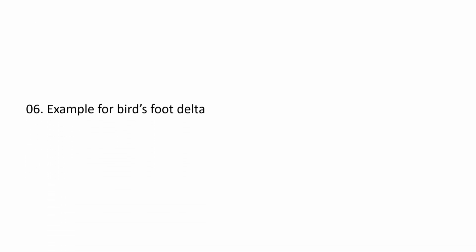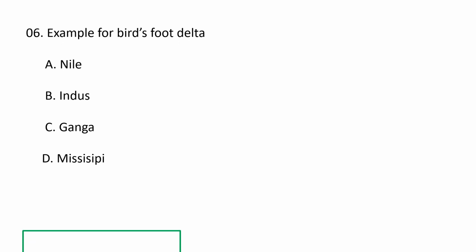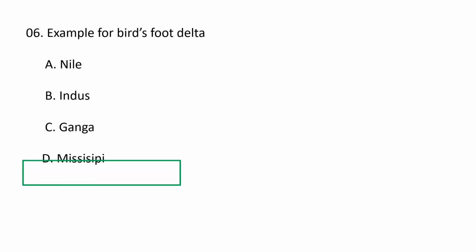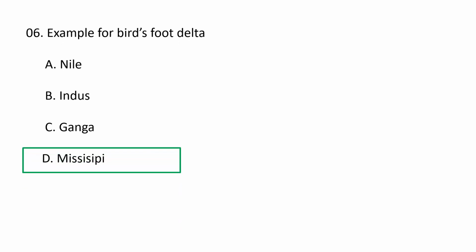Next question. Example for bird's foot delta. A. Nile, B. Indus, C. Ganga, and D. Mississippi. So the example for the bird's foot delta is the Mississippi. The Mississippi forms a bird's foot delta when it empties into the Gulf of Mexico. The Mississippi delta is the 7th largest delta on the earth, and it forms an important coastal region of the United States, covering roughly an area of about 2.7 million acres. So D. Mississippi is the correct option.